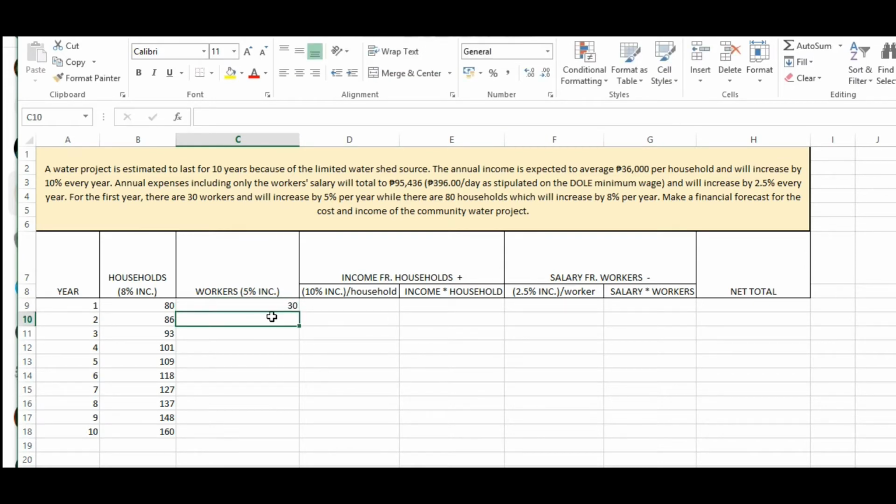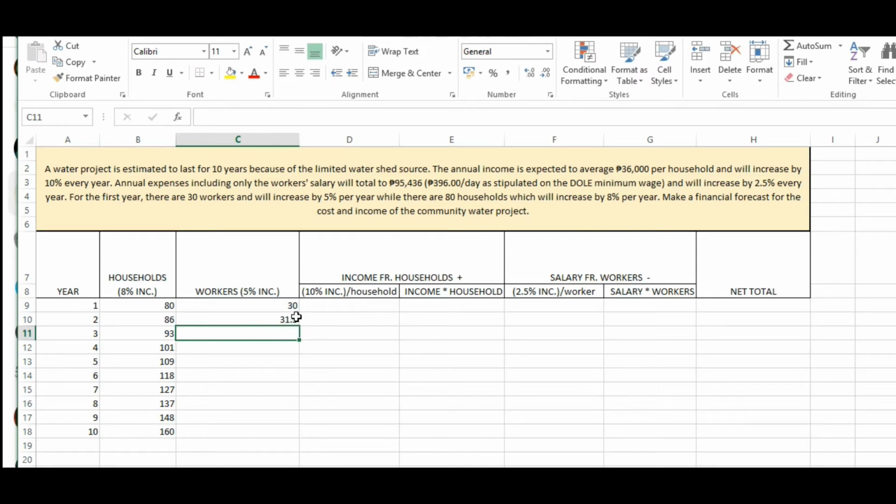And for the next year, we're gonna input the 30 plus increase. So, the 30 is the original from the year 1. And the increase is 5%. So, 5% ito. So, 5% ay sinabi na mag-i-increase din ang workers. So, the 5% of the first number of workers, which is the 30. So, we'll multiply it by 0.05. Ayan. Not 0.5 since it's equal to 50%.